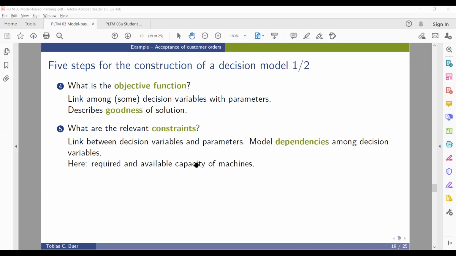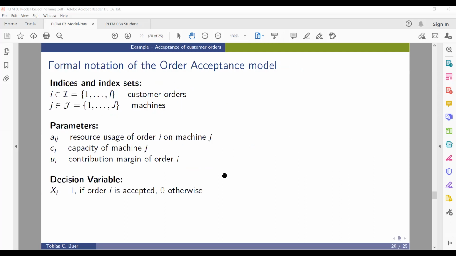And the goodness of a solution will be related to the total profit that we are able to make. The more profit we make, the better the solution. So this is related to our objective function in this context.